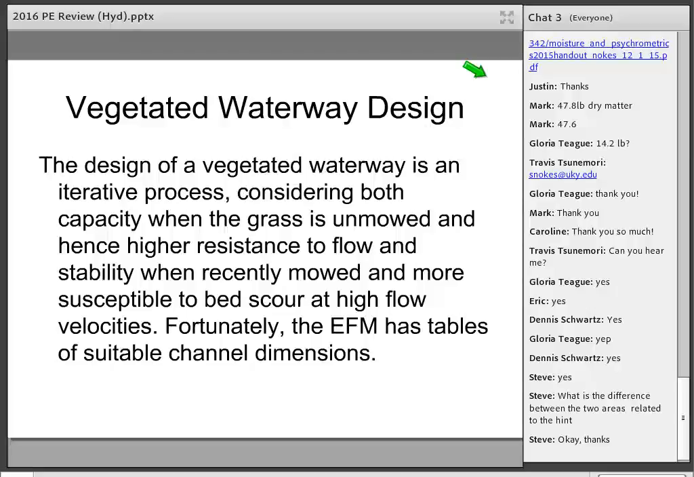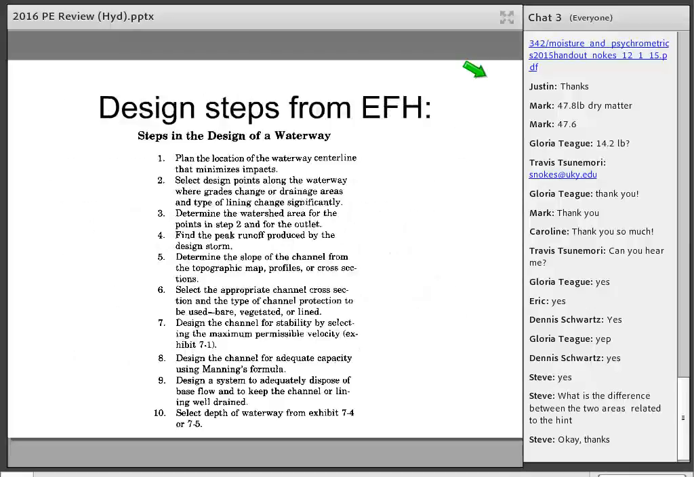Now, the engineering field manual has tables of suitable dimensions that they've pre-calculated, which is the method that gets used for vegetative waterway design. It used to be that you'd have to go in and do a full iterative process, first looking at stability and then capacity and making sure that you matched everything up for both mowed and unmowed conditions. Now they've got it set up so that you actually walk through steps, and what I'd recommend you do is find these design steps, and this is in many of the references as well, or if you've got a bound copy of the engineering field handbook, you can use it.